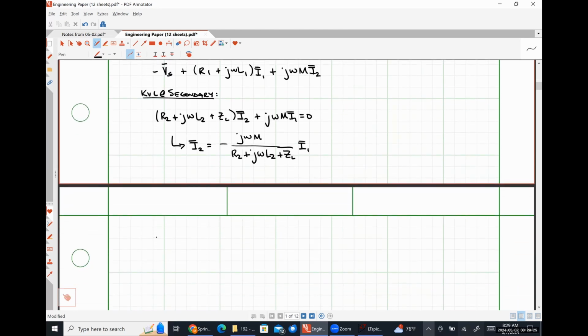If we substitute this relationship for I2 into our KVL equation at our primary and rearrange, what we wind up getting is Vs is equal to R1 plus J omega L1 times I1, plus J omega M times negative J omega M divided by R2 plus J omega L2 plus ZL.